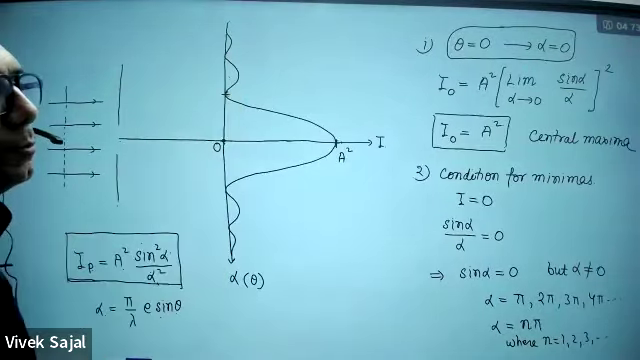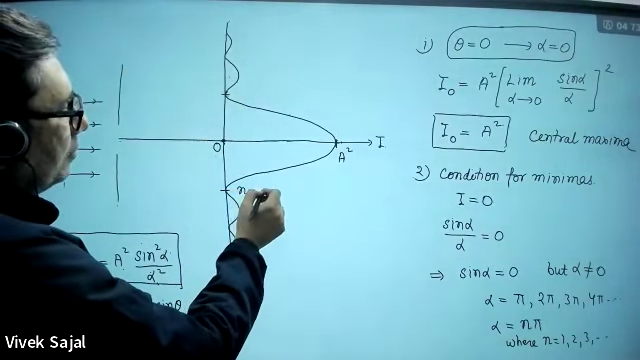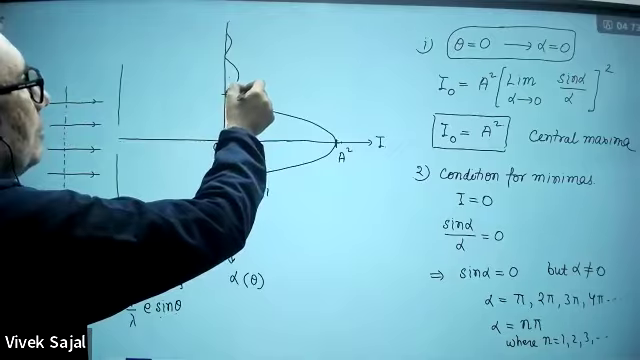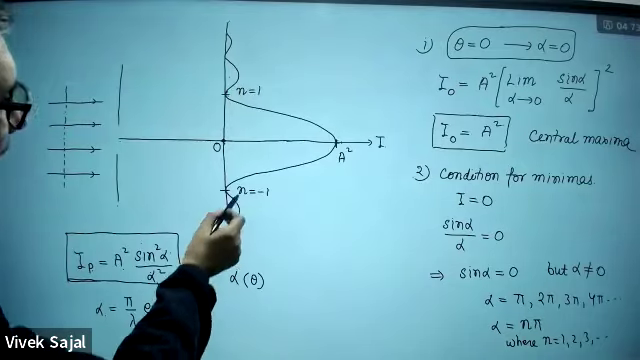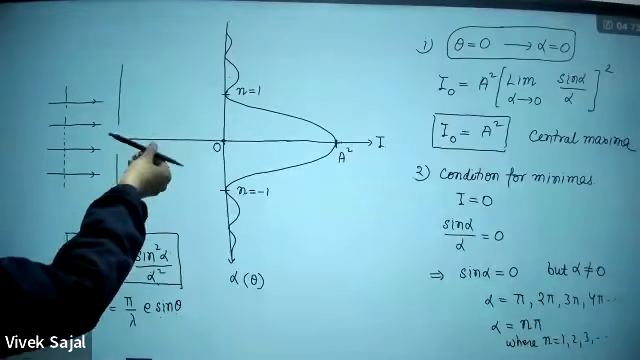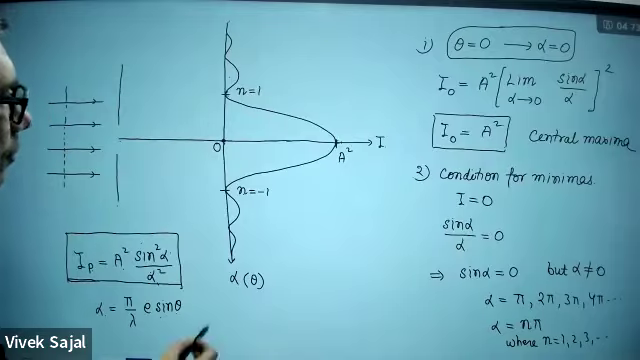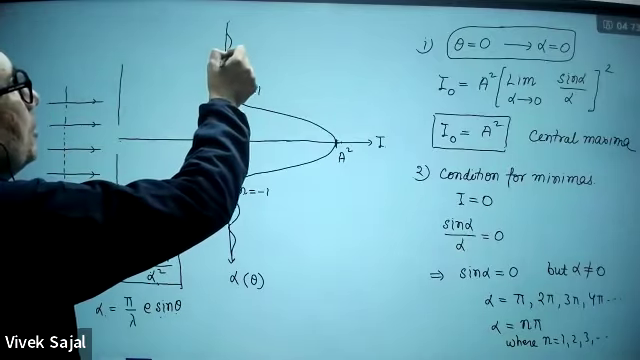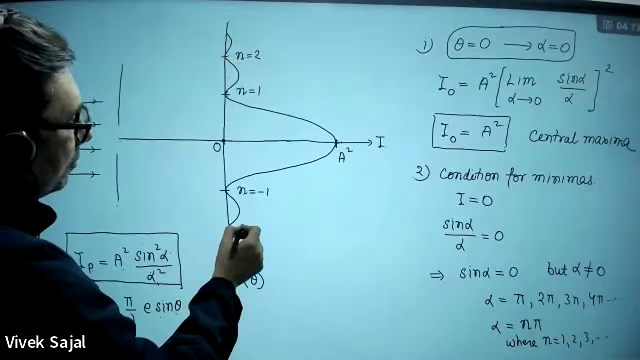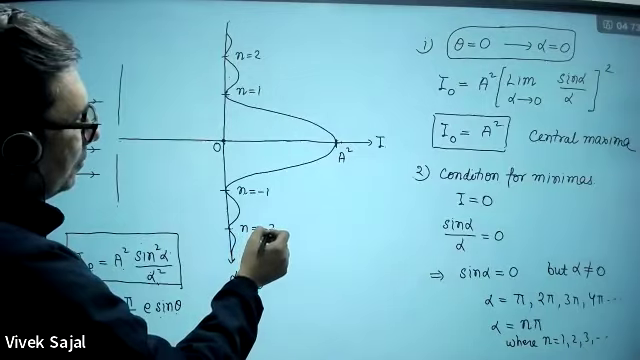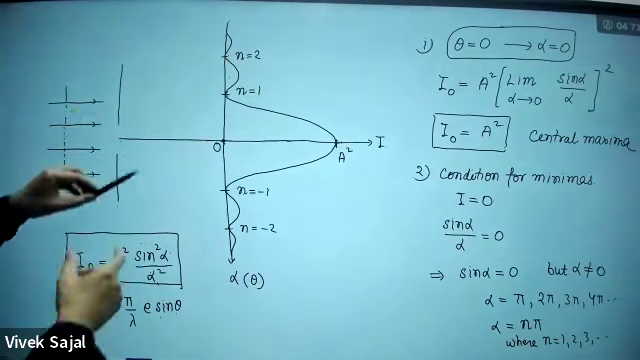This is n equal to 1. You can say this is n equal to minus 1. These are first order minima. Just minus sign because here theta angle I'm considering negative. So this will be corresponding to n equal to 2, second order minima. Here this will be corresponding to n equal to minus 2. There is no difference between them.